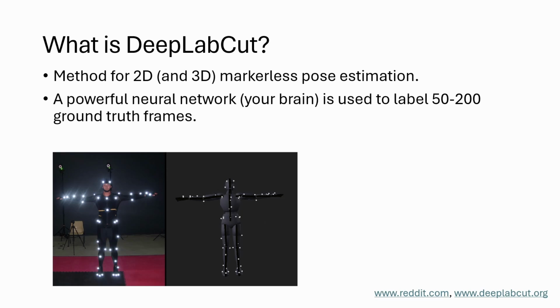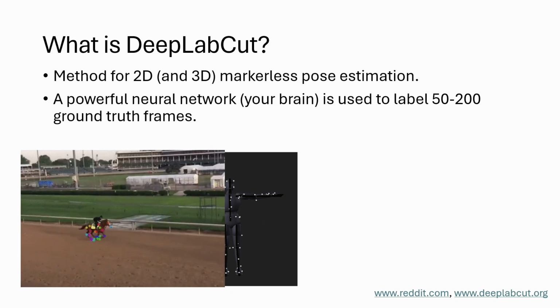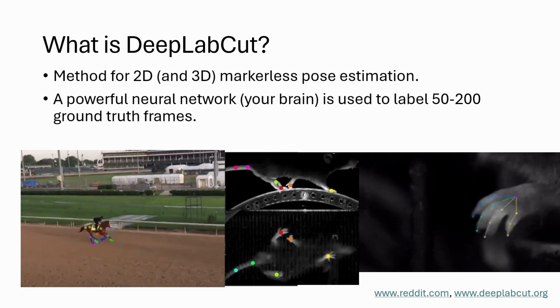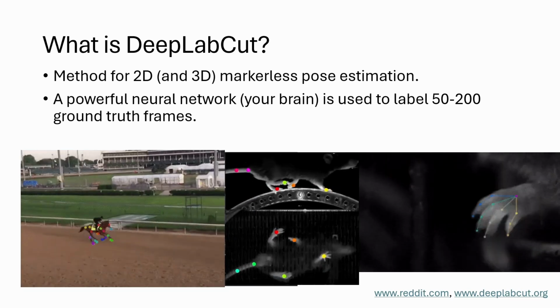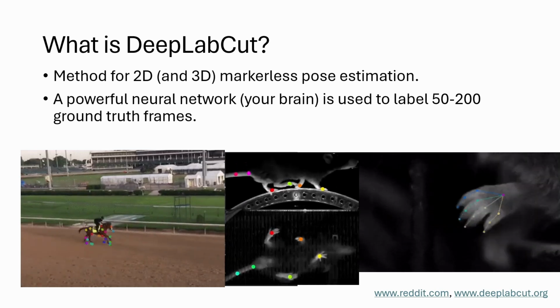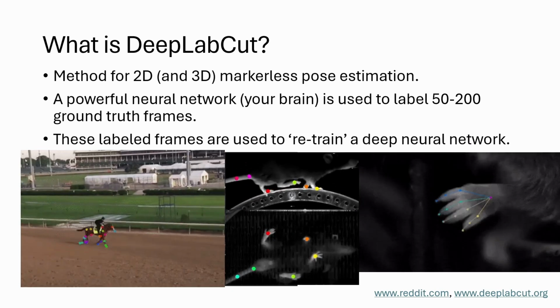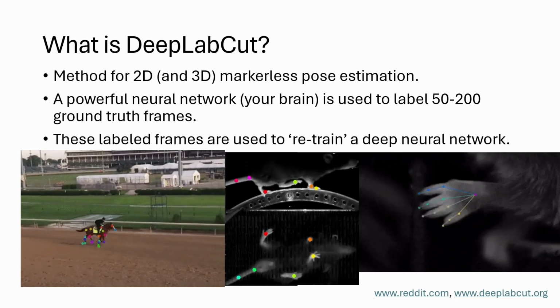Instead, what you do with DeepLabCut is you use a very powerful neural network, in this case your brain, because that one can look at a single frame of a video and know that, yeah, these are the legs of the horse, the feet, the face, whatever, right? And so same with the mouse. Your brain is very good at already knowing the little digits and accurately labeling them. So the idea is that when you label your 50 to 200 frames, you then use these frames to retrain a deep neural network that will then do exactly this job, but for unseen video frames.